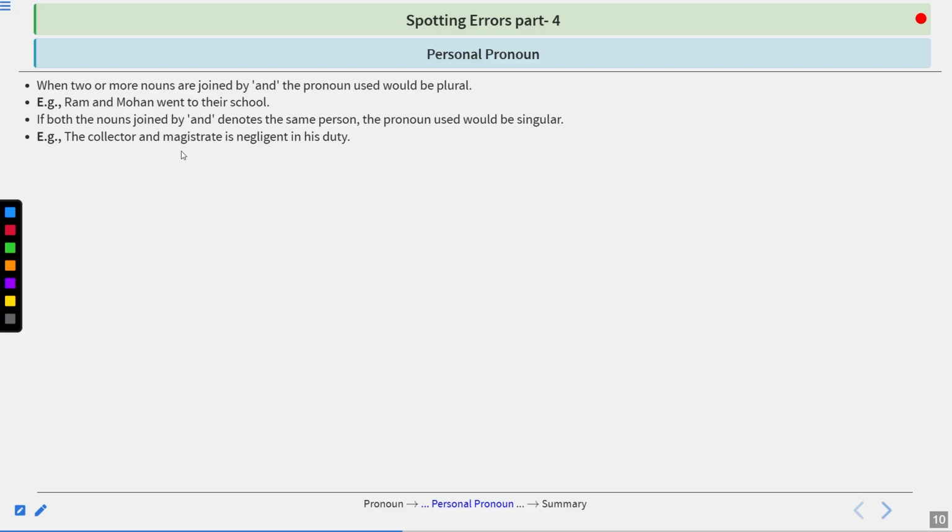So there is a noun collector and another noun is magistrate. They are joined by "and," but the thing is we have used "his" here, not "their," because we are talking about one person only. As a rule of article says, if an article is put only before the first noun in a noun phrase, or two nouns combined with the help of "and," we consider them as a single person. Collector and magistrate is a single person.